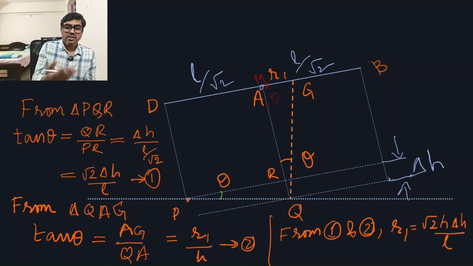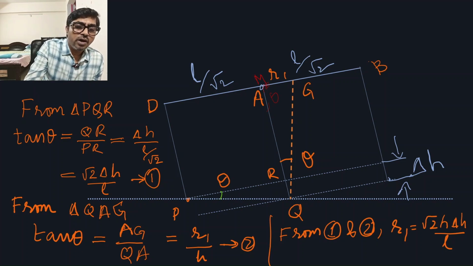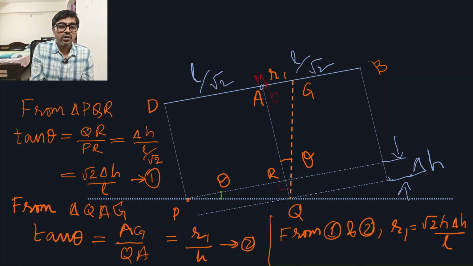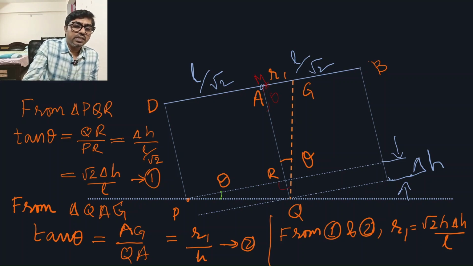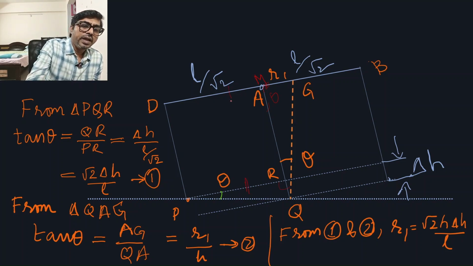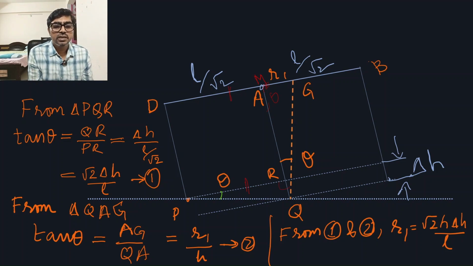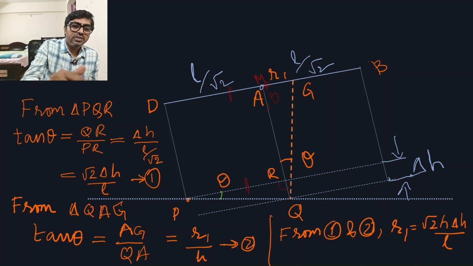The first one is, of course, in physics generally geometry means right angle triangles, trigonometry, Pythagoras theorem, only very simple. First let us consider the triangle PQR, where at R you have 90 degrees. So opposite to 90 degrees, PQ is the hypotenuse, and QR is the opposite side, which is delta H, you can calculate it, and PR is nothing but AD, because opposite sides in a rectangle are equal, which is L by root 2. Not AD, it is OD actually.